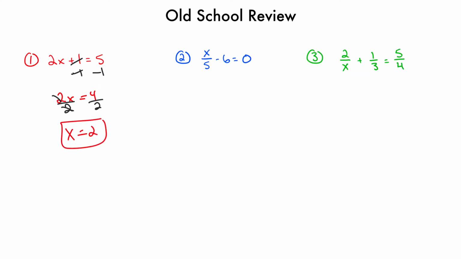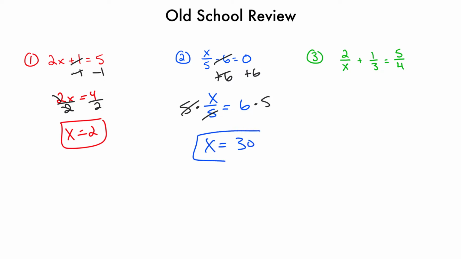Problem 2, same thing. I have x divided by 5, all minus 6 equals 0. We'd add the 6 to both sides. x divided by 5 is equal to 6. Multiply both sides by 5. And we get x is equal to 30. Yay, done. Those two should not be a shocker.